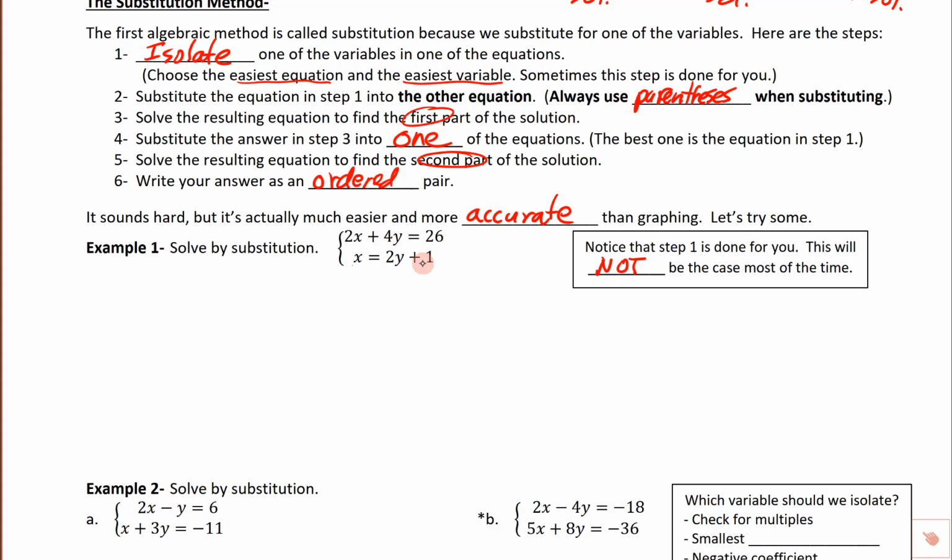So here's what we do. We substitute that into the other equation. So once it's isolated, we substitute that. This is the equation that's isolated, the variable that's isolated. We substitute that into the other equation. And what we mean by that is we're going to take whatever x equals and we're going to plug it in right there.